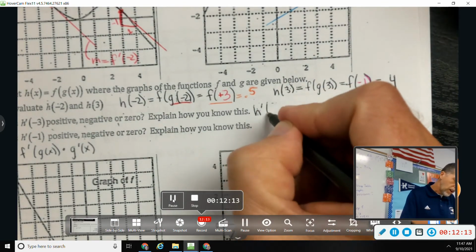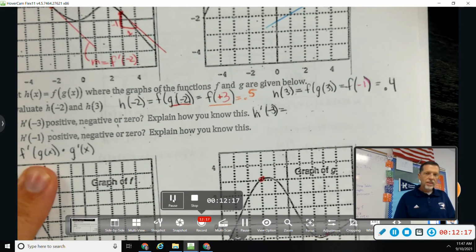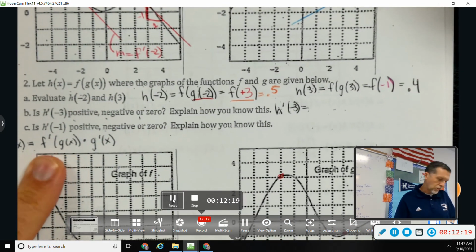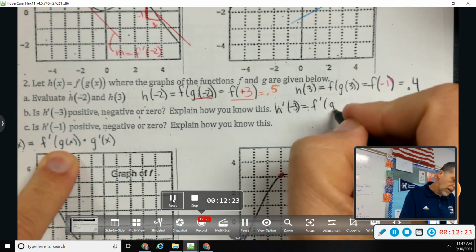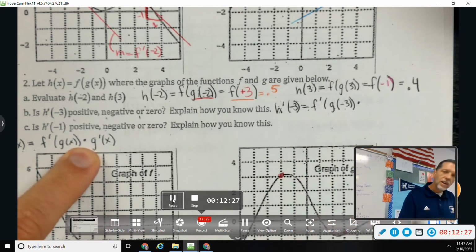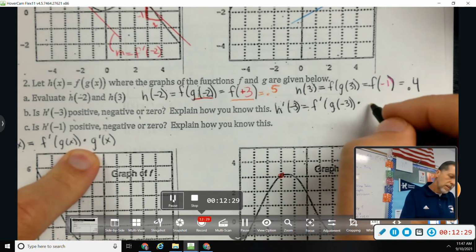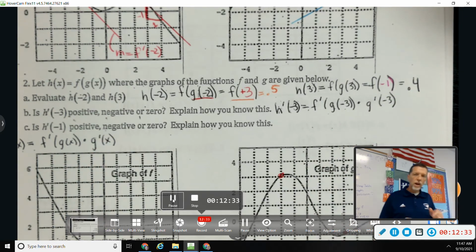So h prime of negative 3. Okay, so here's my formula for h prime down here. F prime of g of negative 3 times g prime of negative 3. So I've got to use the graph 3 different times here, 2 of them for slopes.